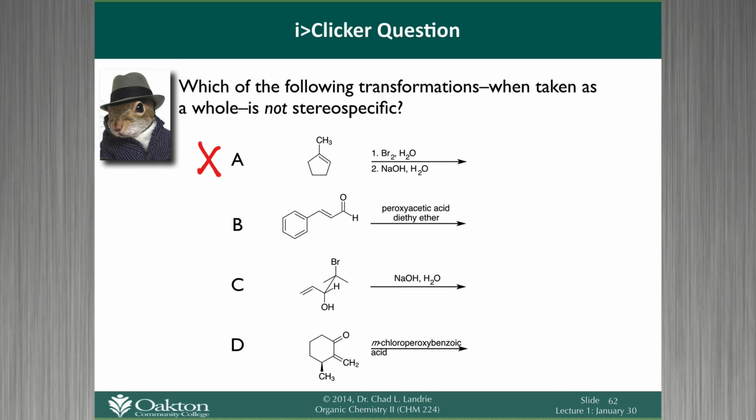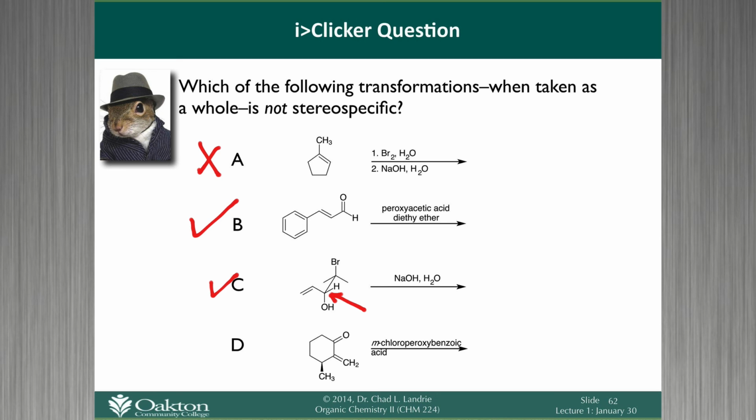B could be stereospecific. B has a trans alkene. Trans should give me a trans epoxide. Cis should give me a cis epoxide. So it looks like B could be stereospecific. What about C? Well, the alkene is not involved here, but I do have a chirality center, right there. And if I start with R, I probably get R in the product. If I start with S, I get S in the product. So it looks like C could be stereospecific.